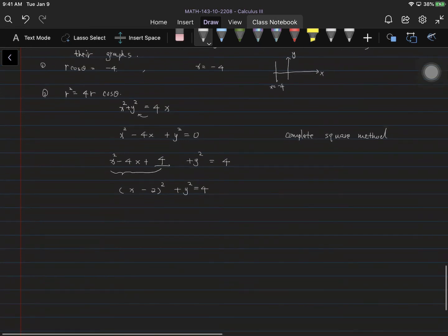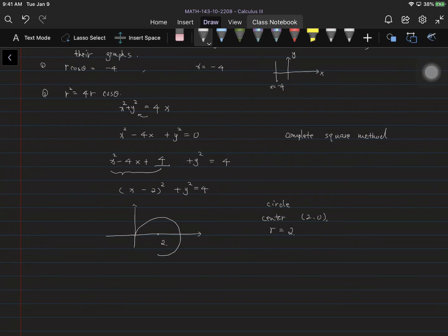If we look at this equation, we know that is a circle. And what is the circle? Centered at 2, 0, and the radius is 2. Right? This is the standard form for the circle. So if we draw the graph, here's 2, the center is (2, 0), and the radius is also 2. So the graph of the circle looks like this. That is number 2.